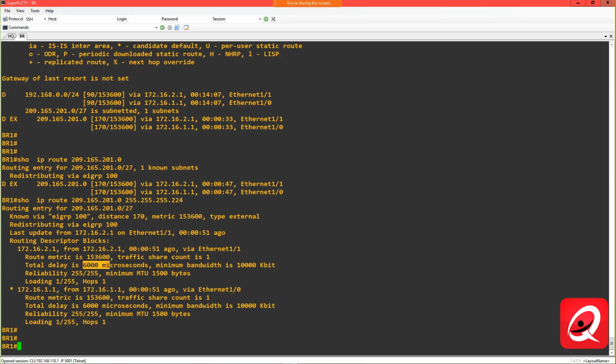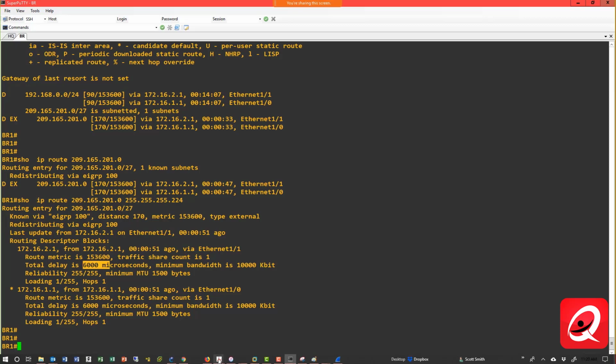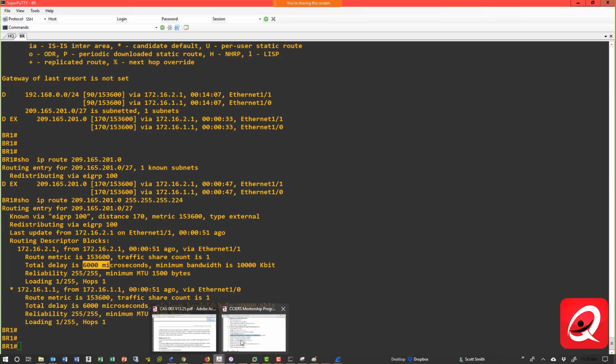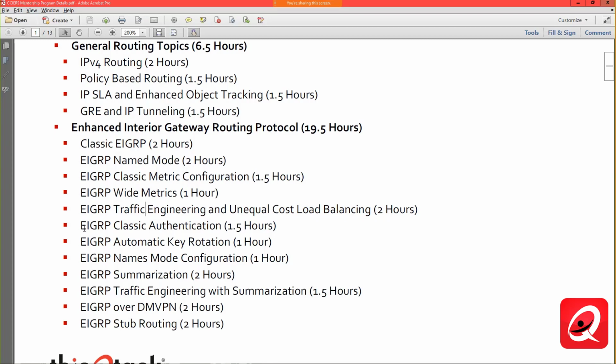All right. So next time we'll talk about the wide metric calculations. We'll look at a named configuration again and how the wide metrics work. And then we're going to get into some traffic engineering. We've got some other pretty important stuff to talk about when it comes to EIGRP. Authentication is really important. We're going to take a look at both IPv4 and IPv6 router authentication. Talk about how we can create these keychains that allow us to do automatic key rotation.